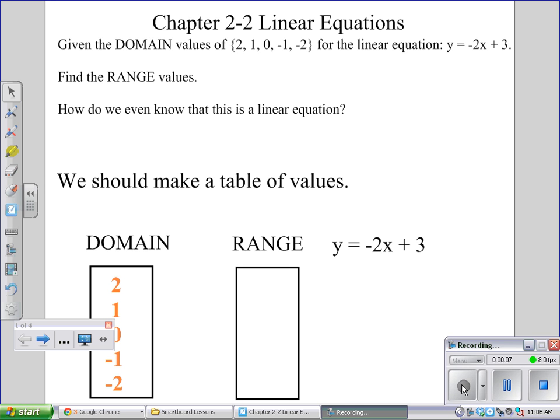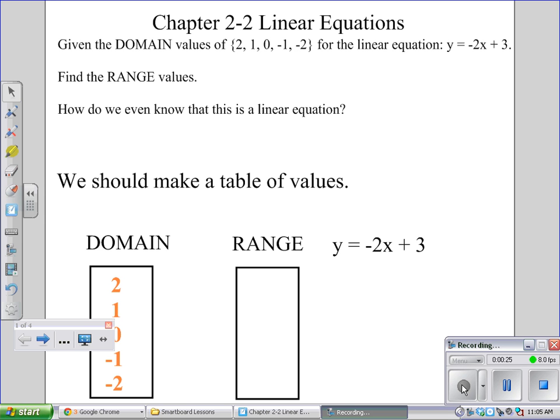Okay, so here is our next video on linear equations. This is chapter 2, section 2 within the Algebra 2 book. And it should be pretty much a review, but let's just go over it.